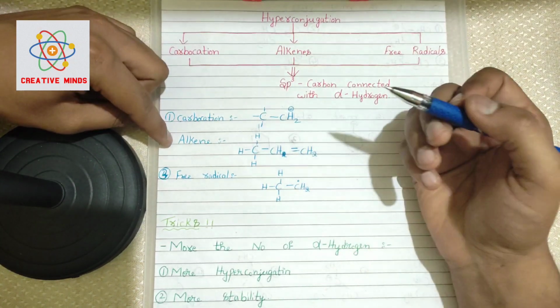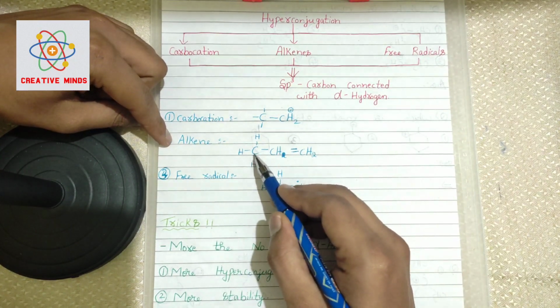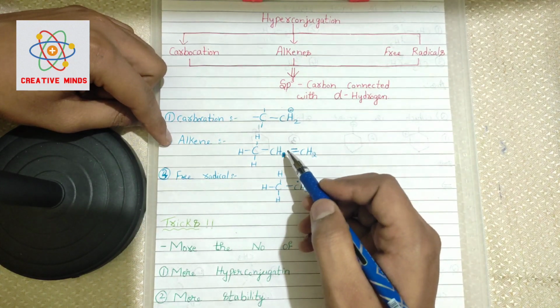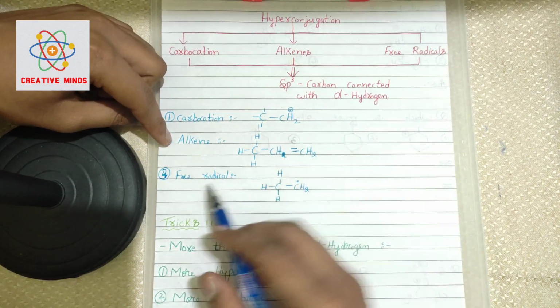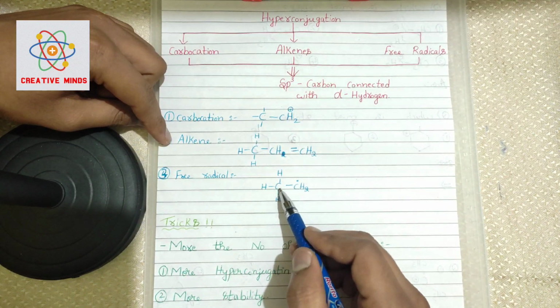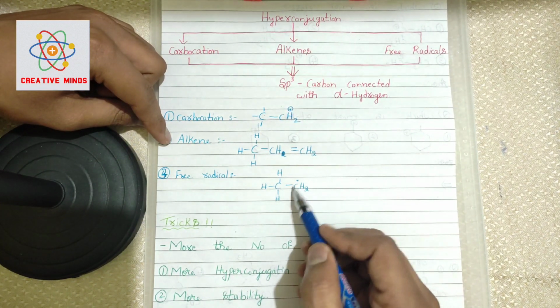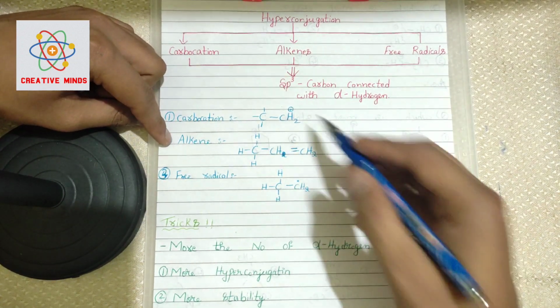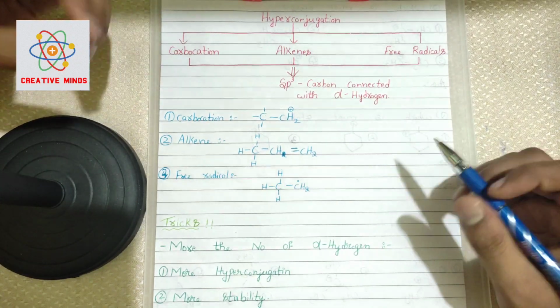Similarly in alkene, this is an sp3 carbon, and to this carbon again we have some more carbons connected, so they are the alpha hydrogen. Next, in free radicals also we have this sp3 carbon, and to this carbon another carbon is connected, and the hydrogen connected to that carbon are called alpha hydrogen. In this manner you can identify the alpha hydrogens.